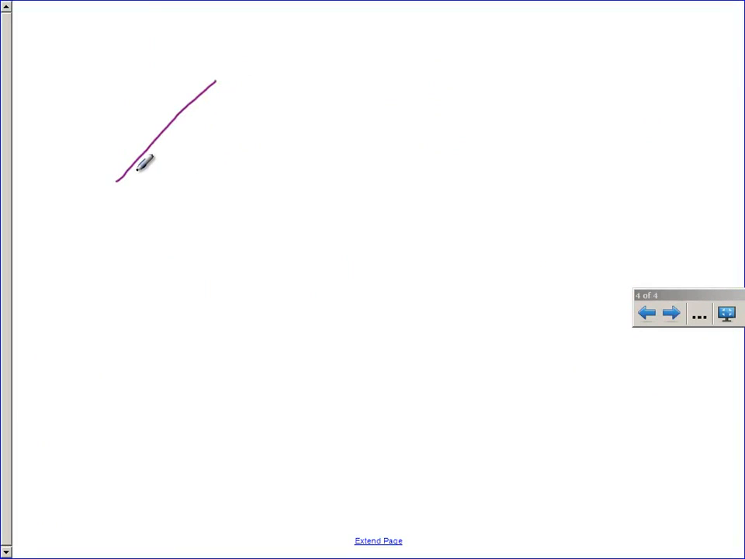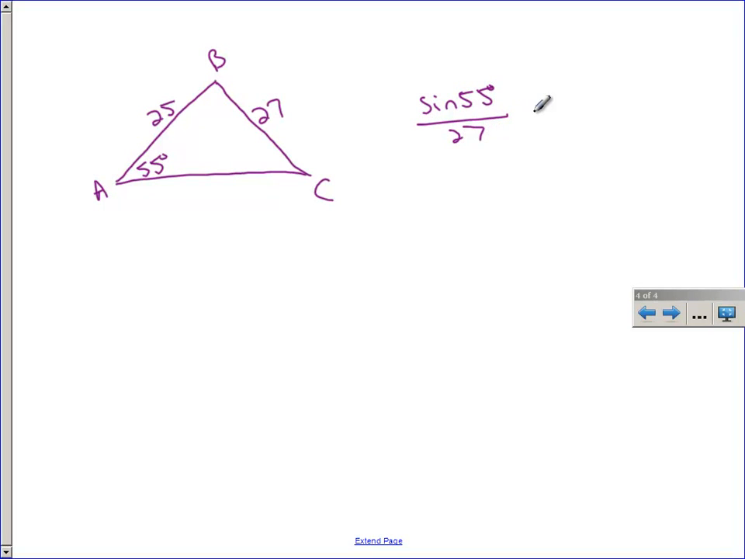Okay, let's look at another example where I have angle A to be 55 degrees, and I'm going to let side length A be a lot longer. We'll let it be 27. And I'll have side length C be 25. And let's see what happens here. Let's set up our law of sines. So the sine of 55 degrees over 27 equals the sine of angle C over 25.